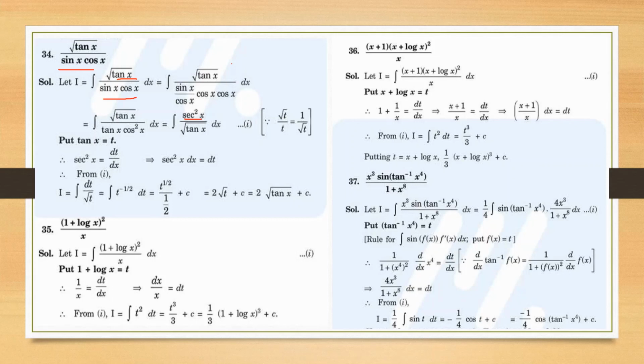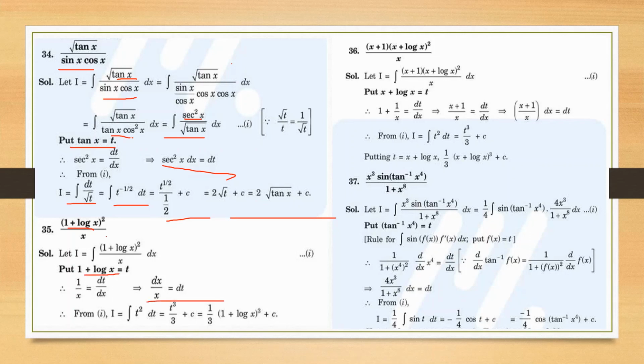Now put tan x as t, and the question changes to dt upon root t, which is t raised to power minus half dt, can be integrated like this. 1 plus log x upon x whole square. Okay. Now put this 1 plus log x as t. So this becomes t square dt, t cube by 3 plus c. So put back the value of t.